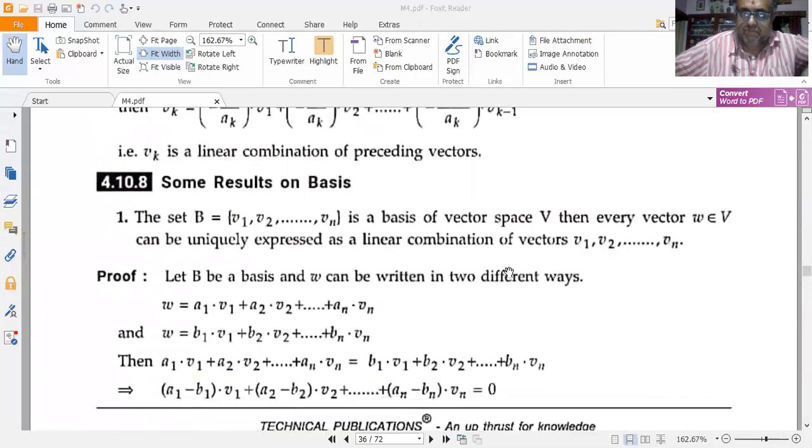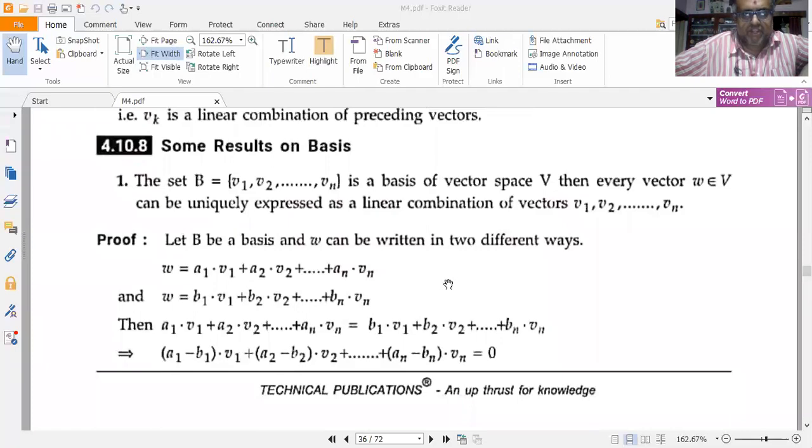Now we shall prove some results based upon the basis in a vector space. The statement for the first theorem goes like this: the set B is equal to v1, v2 etc. up till vn is a basis of vector space capital V. Then every vector w belonging to V can be uniquely expressed as a linear combination of vectors v1, v2 etc. up till vn. Proof is very simple.